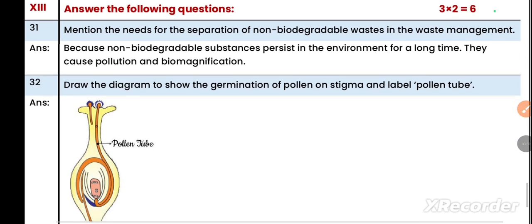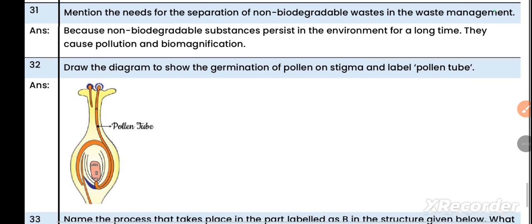Question number 13. Answer the following questions, each carrying 2 marks. Total 3 questions are there, 3 times 2 is 6 marks. 31st question. Mention the need for the separation of non-biodegradable waste in waste management. Because non-biodegradable substances persist in the environment for a long time, they cause pollution and biomagnification.